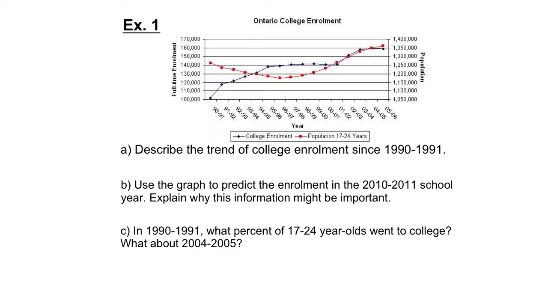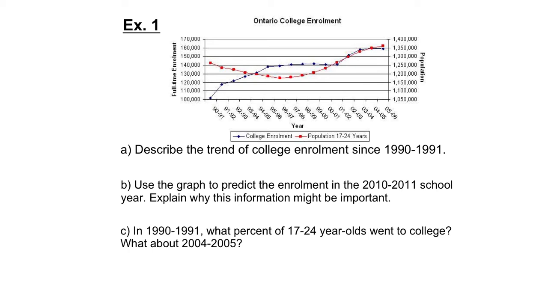So here's the example I'm going to work through. Here I have a nice graph. The title is Ontario College Enrollment. Now this graph is a little bit dated. You can see we're looking at years from 1990 to 2006. So it's a little out of date, but the principles that we're going to talk about are timeless.